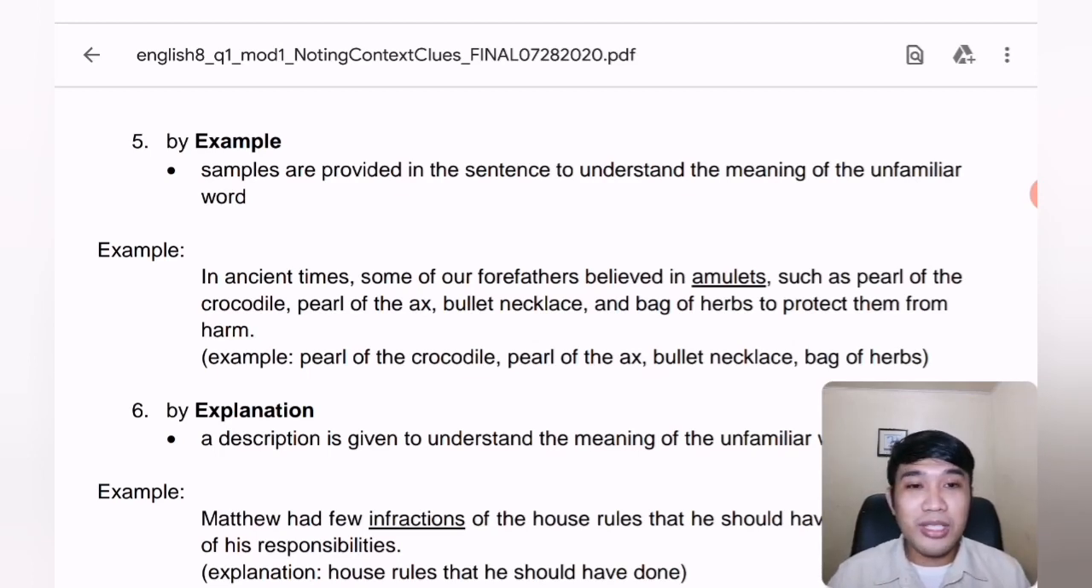So what's the unfamiliar word here? Amulets. How can we understand amulets? Context clue. What are the words that help us to understand it? What are the clues inside the sentence? Pearl of the crocodile, pearl of the axe. These examples help us to understand that amulets are something that people wear to protect themselves from harm.